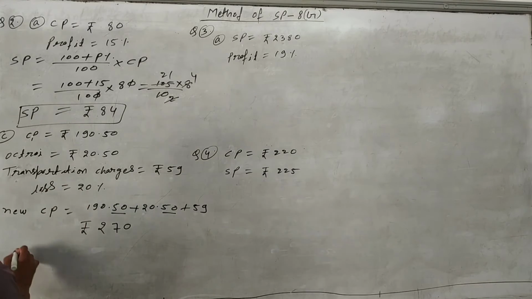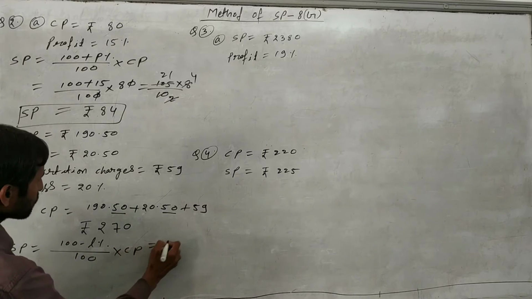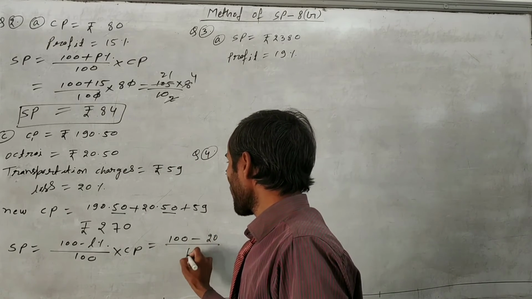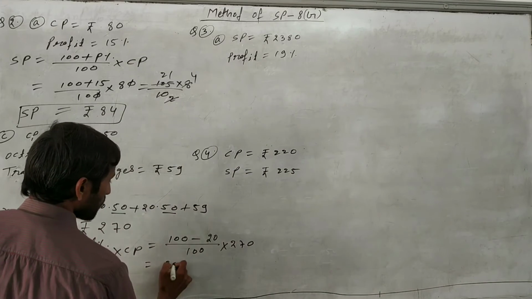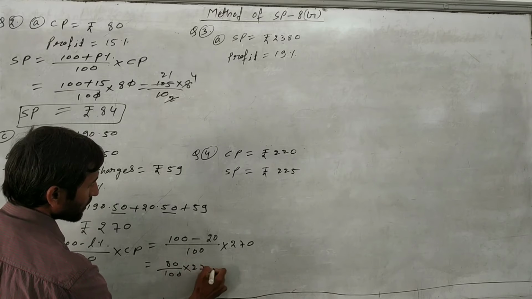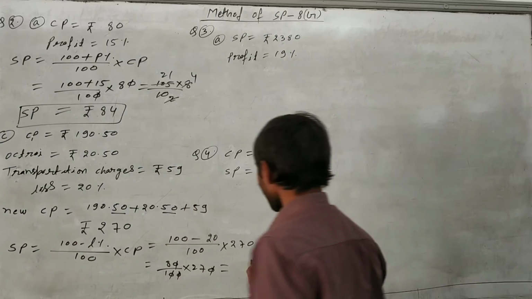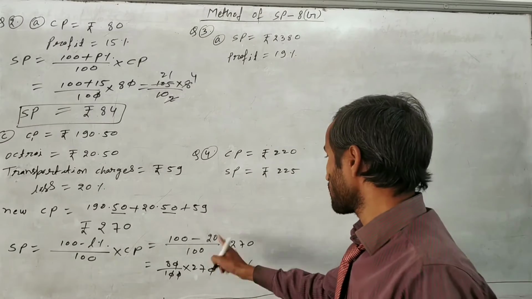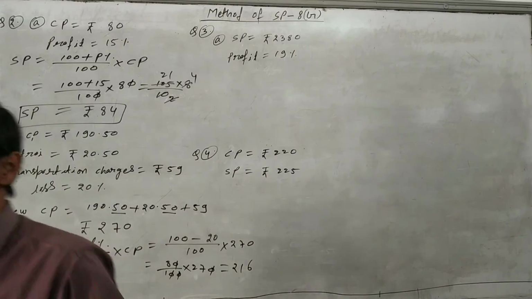Now loss percentage is given, we have to find SP again. So we will use 100 minus loss percent upon 100 into CP. Now put here 100 minus loss. In place of loss we will put 20 upon 100 into CP. CP is 270. So it will come 80 upon 100 into 270. So 0, 0 cancel. So 27 into 8, how much will come? 8 7s are 56, carry 5. And 8 2s are 16, 16 plus 5 is 21. So final answer is SP is equal to 216. This is the final answer.